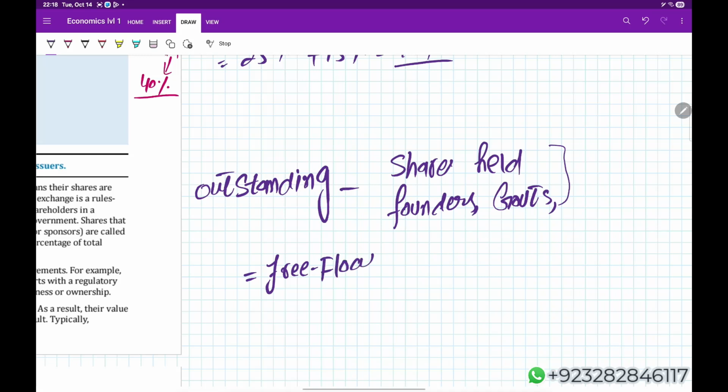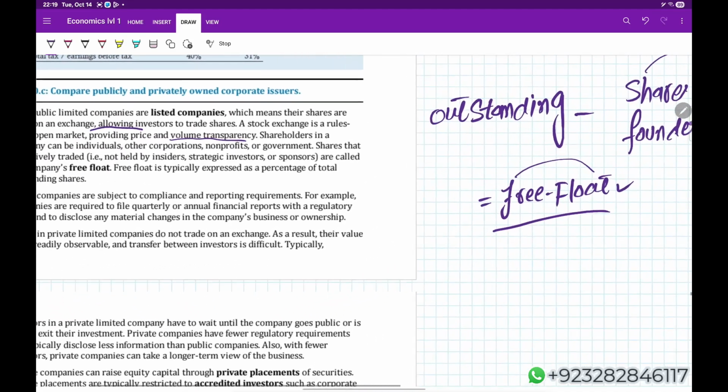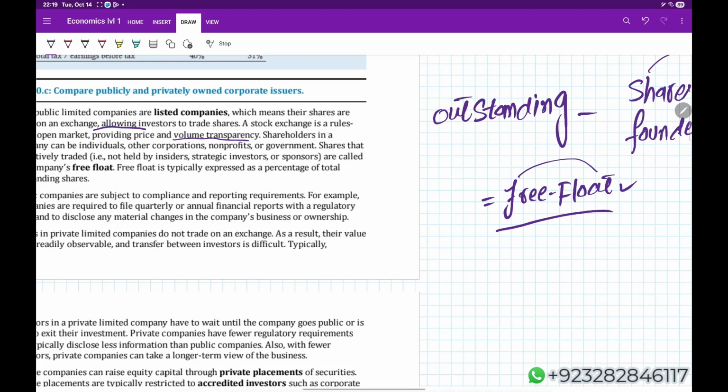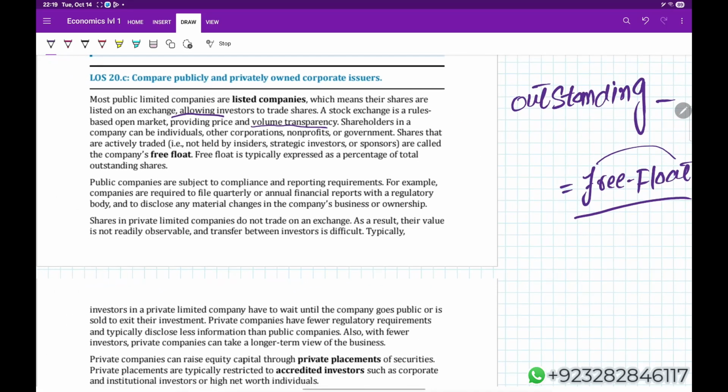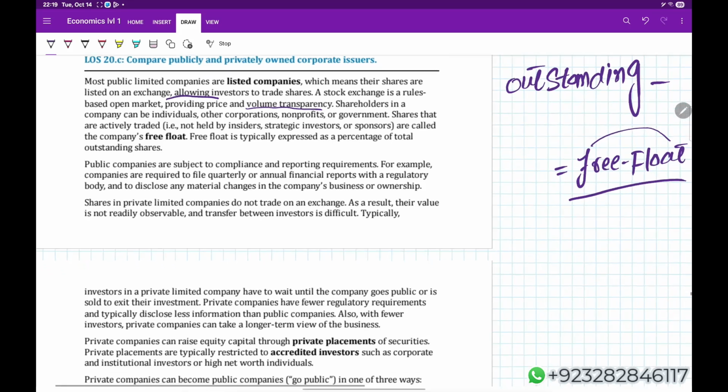These are the shares which are actively traded in the market. So whenever you have to buy or sell shares, that is from the free float. We cannot buy or sell those shares which are held by founders, families and friends, and governments, etc. So the only shares that we can buy or sell are the free float.